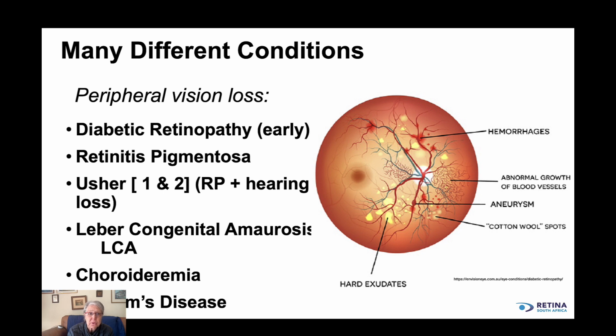We will also look at conditions that affect the periphery, and these conditions very often one is completely unaware of. For example, diabetic retinopathy, that is damage to the eye caused by diabetes, retinitis pigmentosa, and once again, a whole host of others. We will look at the commonest ones in each group.